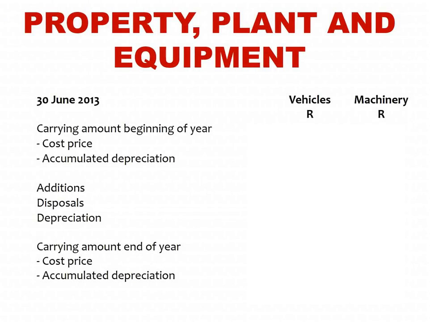So, this is what our structure for a note would look like. We'd have the columns for vehicles and machinery, and we'd have your carrying amount at the beginning of the year, any additions, disposals, and depreciation, and then you'd calculate your carrying amount at the end of the year. Looking at the question, we can easily get some marks by just inserting the information given to us.